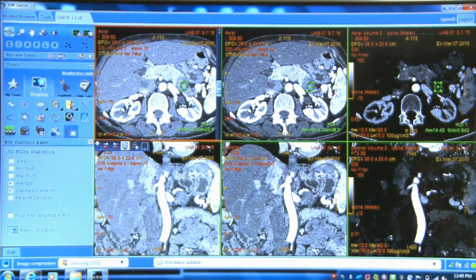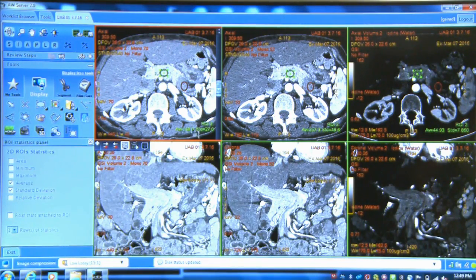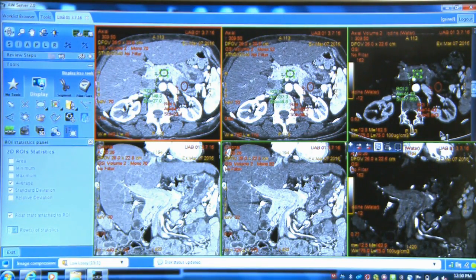Here the tumor, here the non-tumoral tissue. And if we look closely at the numbers, you can see that the tumoral tissue on the 52 keV is 100 Hounsfield units. It's 64 on the 70 keV set, and the non-tumoral tissue is 257. So the difference is 157 here at 52 keV, and the difference here at 70 keV is closer to 80.